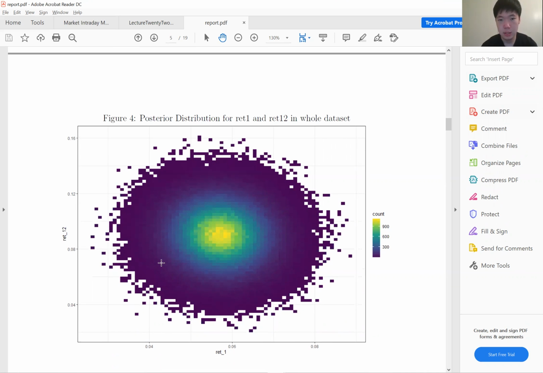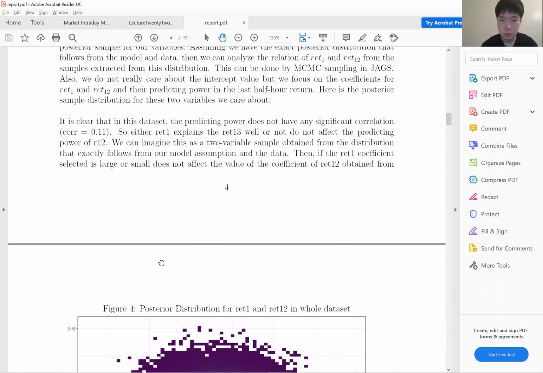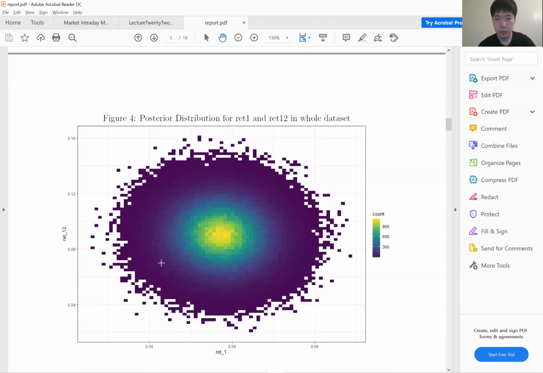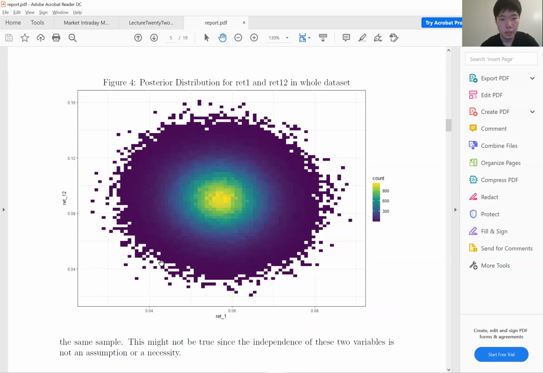This means that, assuming we already have this posterior distribution and we extract some samples from it, for any sample, whether the return 1 coefficient is large or not does not affect the magnitude of the coefficient for return 12. This is something we can't take for granted, because the independence of the coefficients of return 1 and return 12 is neither an assumption nor a result from some theory.